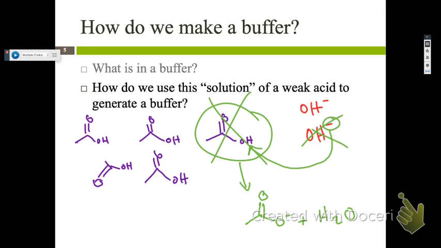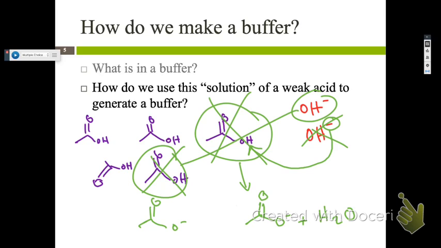How many times is that going to happen? Which one's going to run out first? Right, that's what we ask ourselves. So let's say the second one is going to attack this. It's going to generate a second acetate and some more water. We're not going to write out the water because it's surrounded by water. So what's the ratio of our conjugate acid to conjugate base now? 3 acids, 2 bases. Is it a buffer? Yes.